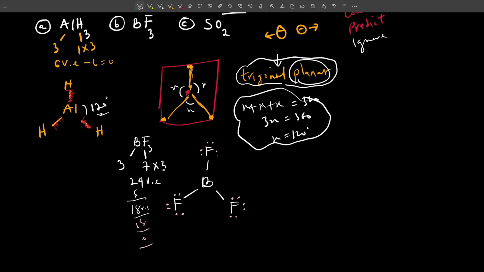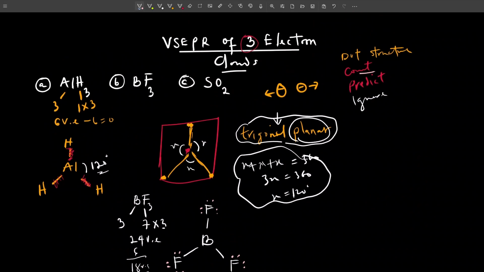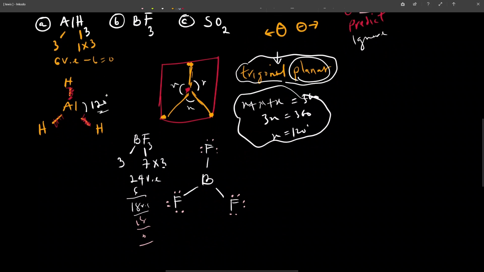Again, look at boron. Boron has only 6 electrons around it. So boron is also one of the exceptions of the octet rule. You understand? So now that we have drawn the Lewis structure, the next thing we have to do is to count the electron clouds. So let's count the electron clouds around the central atom.